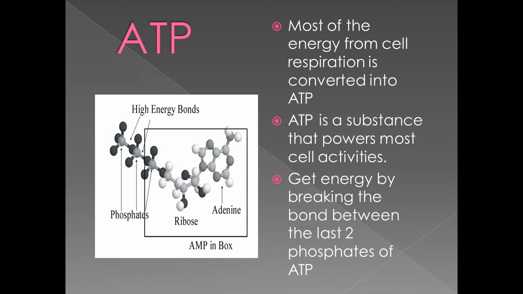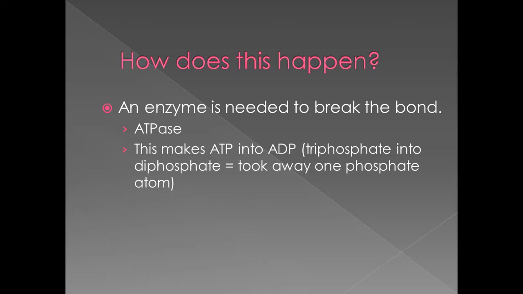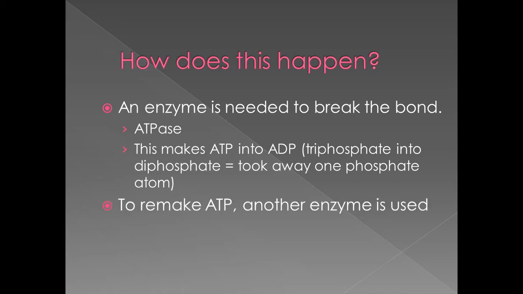You get energy by breaking the bond between the last 2 phosphates of ATP. So how does that bond breakage happen? You need an enzyme in order to break the bond. It's called ATPase. This makes ATP into ADP, turns the triphosphate into a diphosphate, which means we took away 1 phosphate group. To remake the ATP, you have to use a different enzyme. This is called ATP synthetase.